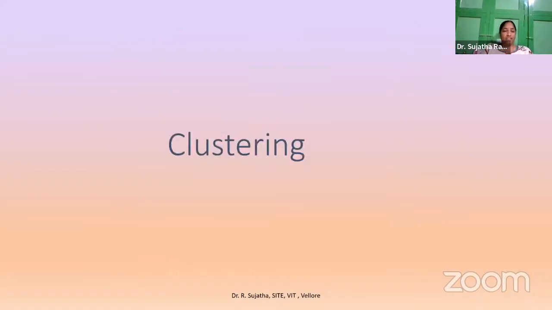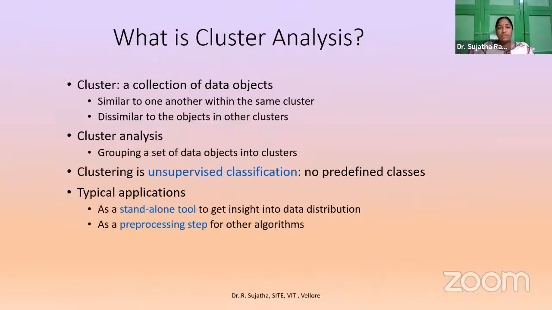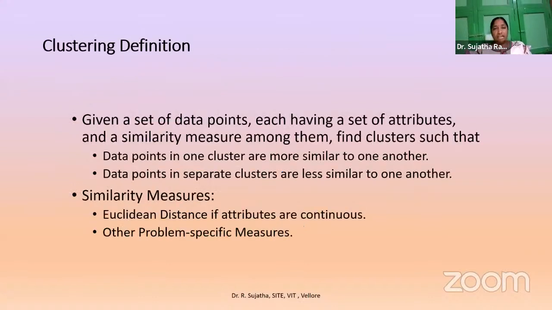Okay, and coming on to clustering. Now we have seen classification, and the next one we are going to discuss is clustering. As I said earlier, in clustering we don't have a target label, but we have data which we try to group based upon similarity. This is a collection of data objects that are similar to one another within the same cluster and dissimilar to objects in other clusters, and it falls under unsupervised learning.